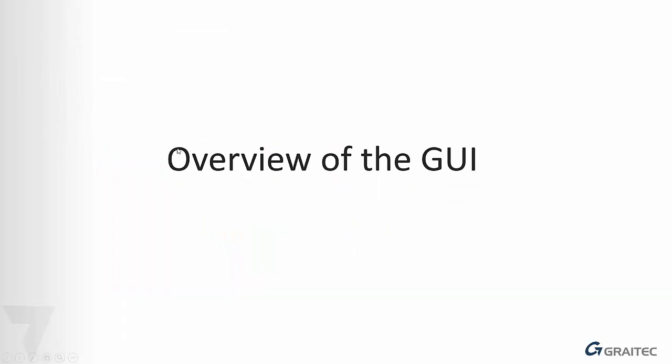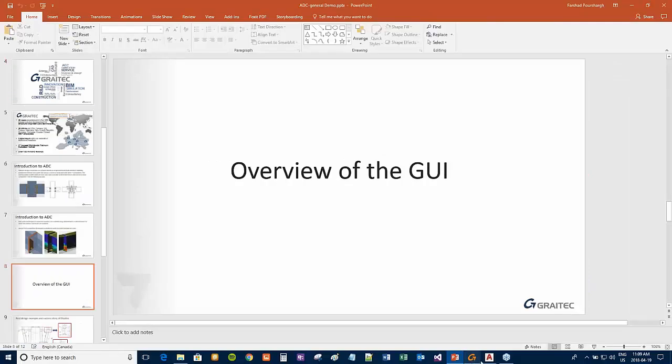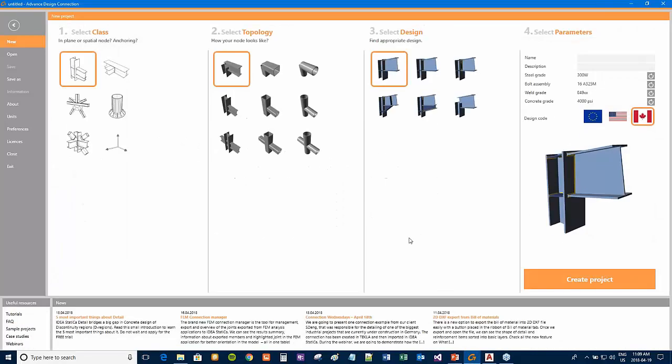Now I'm going to show you an overview of the GUI, and I will continue the rest of the webinar directly on the software itself. So let's go directly into Advanced Design Connection. First of all, I'm going to talk about the GUI. When you open Advanced Design Connection, you will see this window here, which is the start of a new project.